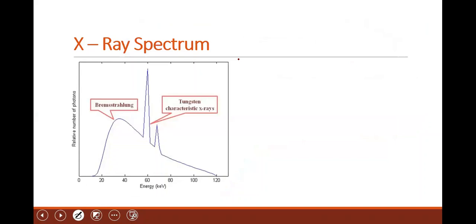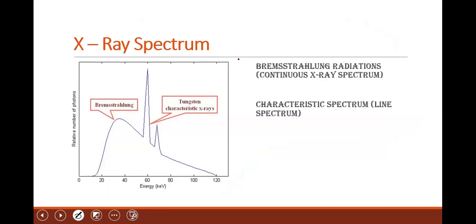Okay. Now look into the spectrum. This X-ray spectrum has two types of spectrum. One is the continuous X-ray spectrum, or else it is called Bremsstrahlung radiation or Bremsstrahlung spectrum. Also, they call it Bremsstrahlung, which is the name of the scientist.